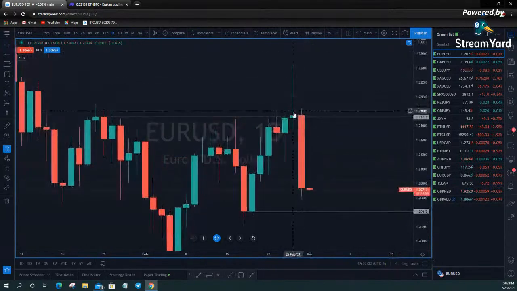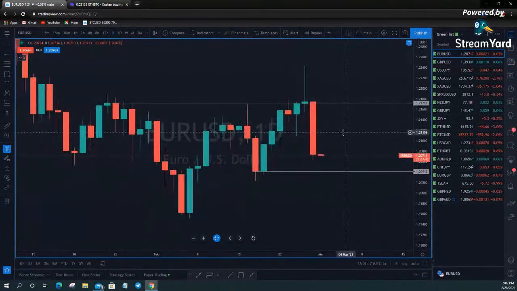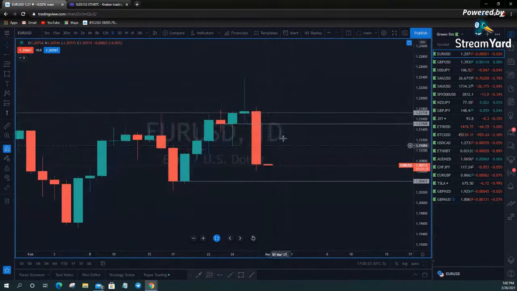But this big wicked candle right here, you got your first daily closure above that area of resistance. And then the very next candle was a flash to the downside. This right here was a bull trap. It was 100%, that's all it was. So moving forward, we're going to be watching for the first area of resistance to be 1.21508.